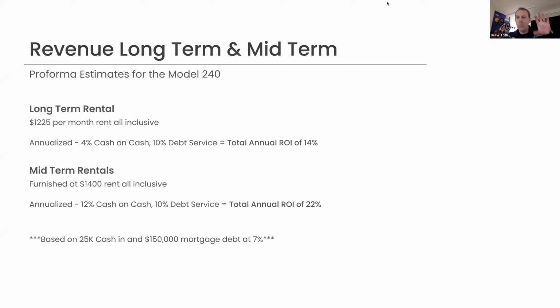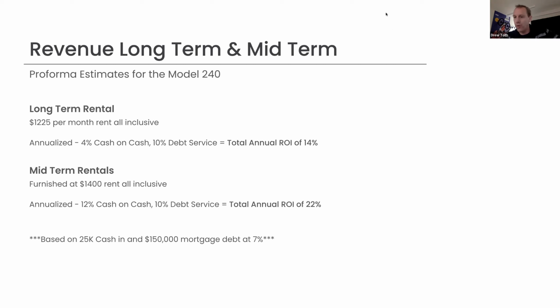So I ran the numbers based on $25,000 of cash in and $150,000 of debt in. So this is on the Model 240. So I looked at the model purchase price of $144 for the aux box, and then the servicing and the foundation and the connection of about $25,000–$30,000.